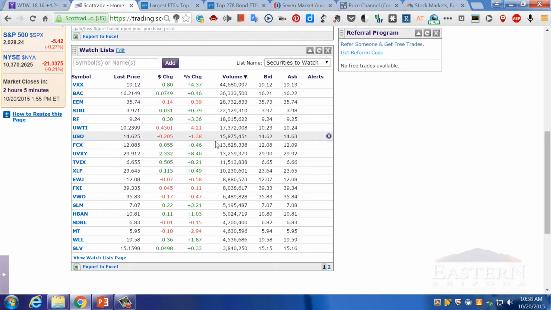And then the last two columns are the bid and the ask. So if I were to buy the UWTI right now, I would pay $10.24 a share for each share I bought. If I sold it, it would be $10.23. So I'm going to lose a cent, but hopefully I'm going to make enough to cover that.